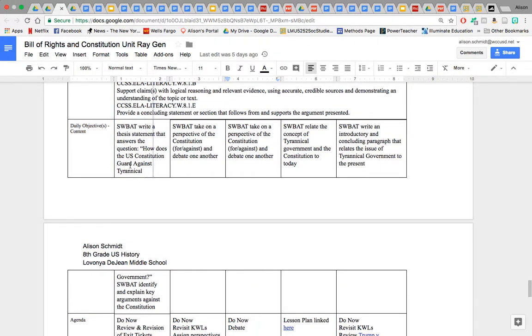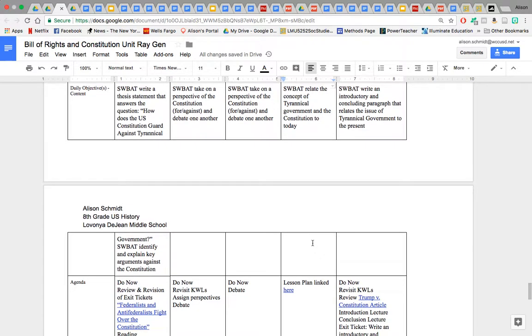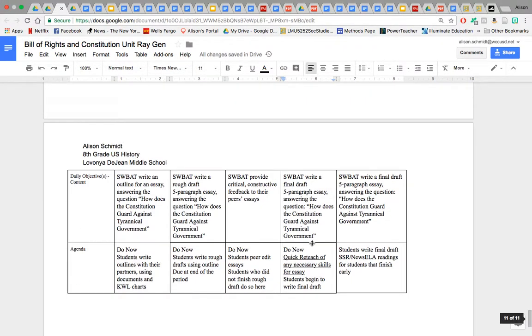Here they do thesis statement practice, and then they do the debate, and then they relate it to Trump, and do some introduction and conclusion practice. Then the next day, it's basically just writing an outline similar to the one they did for the comparison, and they write a rough draft. Then some kids who finish fast will peer edit, and other kids will finish their rough drafts. If I see anything really glaring that needs to be taught, we'll do a quick reteach. And then after that, they write their essays.